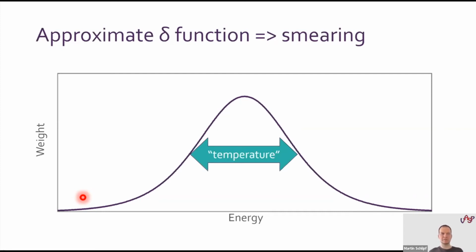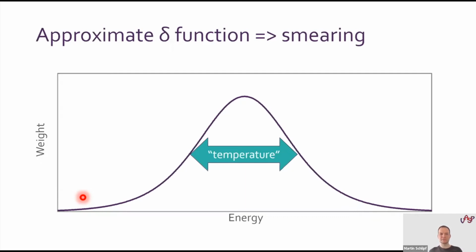So if you think about this width or this delta function as something like a Fermi-Dirac distribution, or to be more precise, the derivative of the Fermi-Dirac distribution, then this would actually be a temperature. And this smearing width would then correspond to the temperature of your real system. But in practice, that's not what we typically want to do.